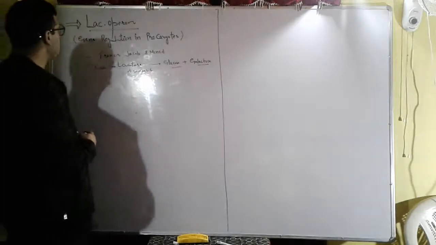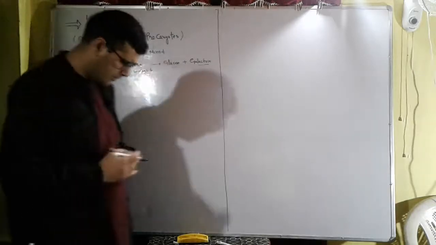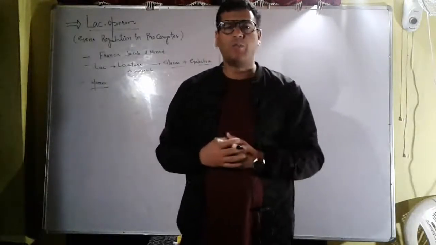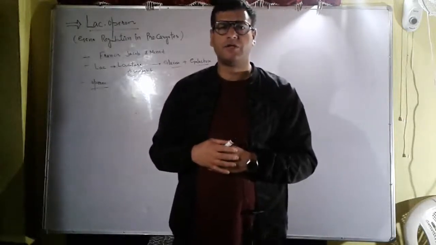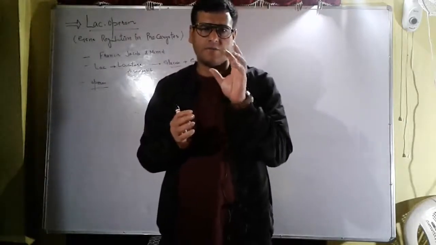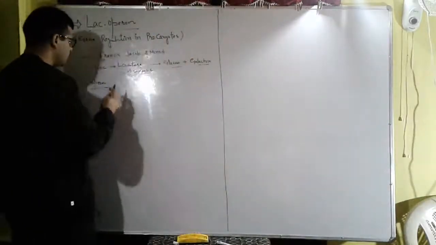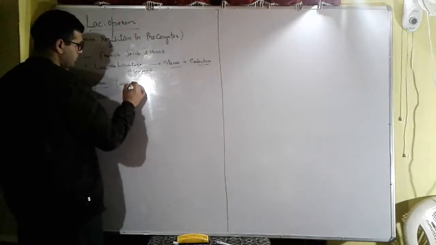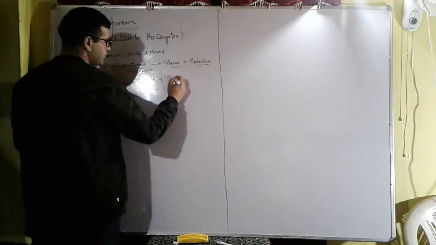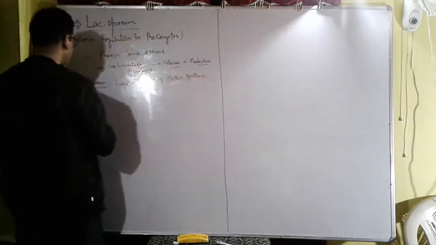Now, there is the operon. What do you mean by operon? An operon is the functional unit of protein synthesis, or we can say that an operon is the segment of DNA which controls the synthesis of protein. So an operon is simply the functional unit of protein synthesis.